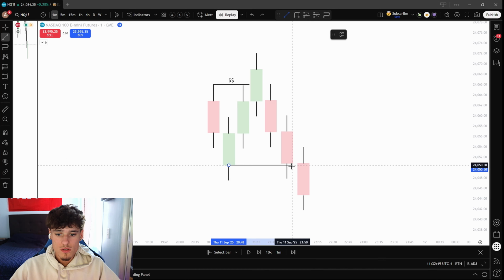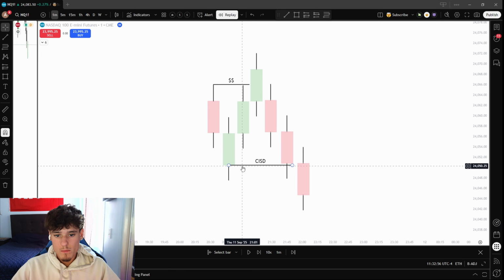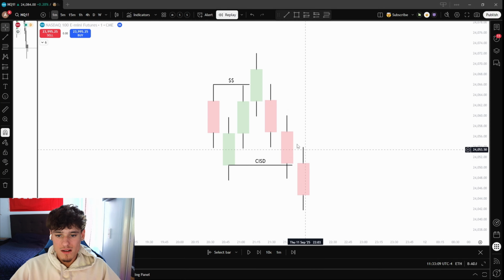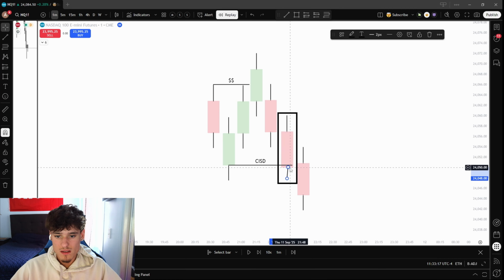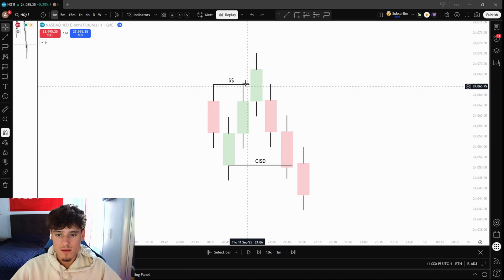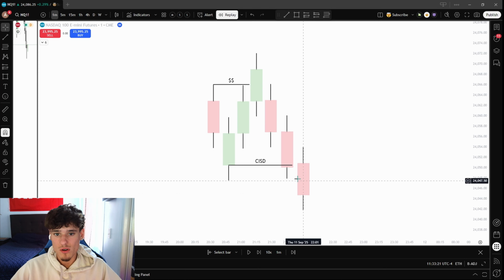So change of a state of delivery is always placed at the open of the candle. So when you see this change of state of delivery get placed, then automatically we would want to enter right on this change of a state. The second we see a body close right like this, automatically that's our change of a state. We are interested, we're taking that short, and we go with the flow.